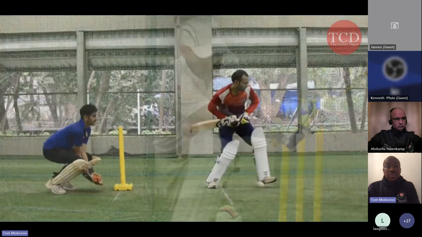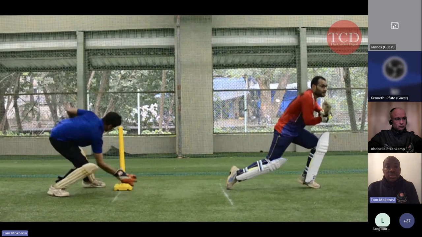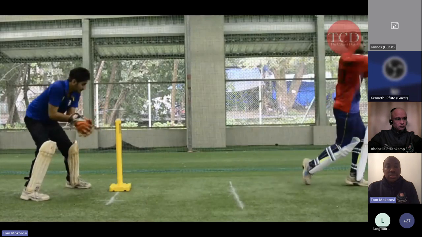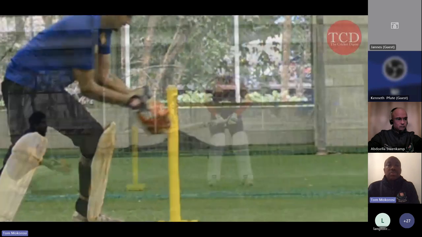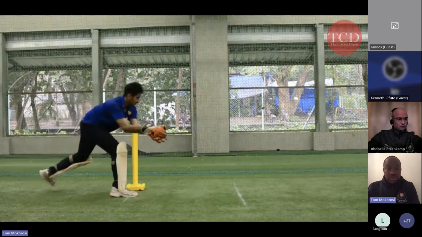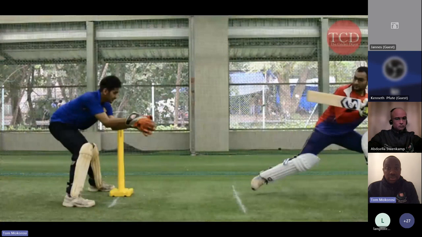So he can come ahead of the stumps right after the ball touches the bat or batsman's body, just like this keeper does. Next case, he can come ahead after the ball passes the stumps, and he can come ahead if the striker starts running without playing the shot. It'll be called a no ball in case of the keeper violating this law.